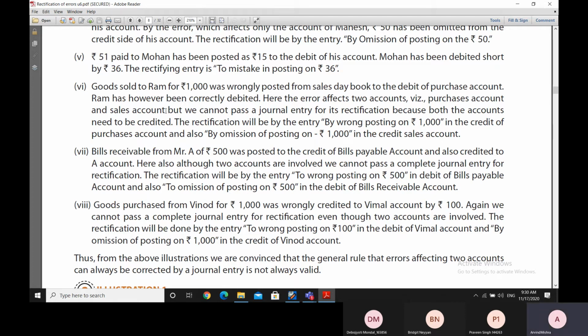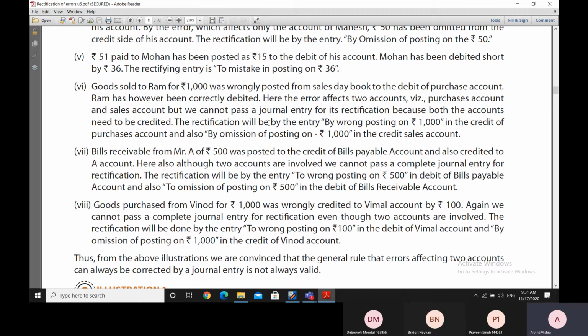What should have been there in the sales account has been entered in the purchase account. But we cannot pass a journal entry for rectification because both the accounts have to be credited. In a journal entry we have to make a debit entry and a credit entry. But here we have to credit sales and we have to credit purchase also. So since we have to credit both, we can't pass a journal entry to make a rectification here.